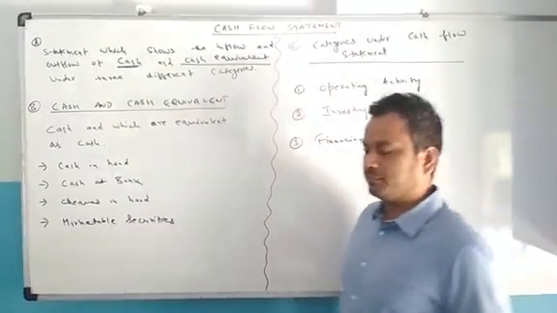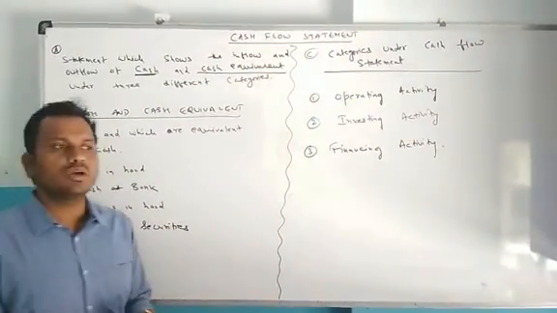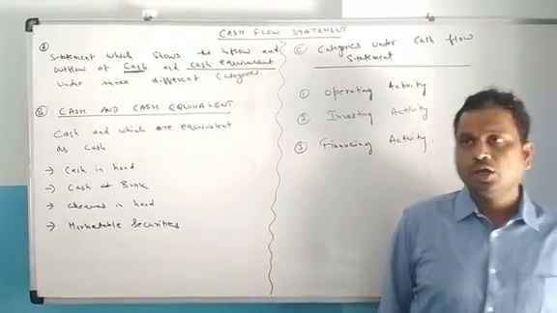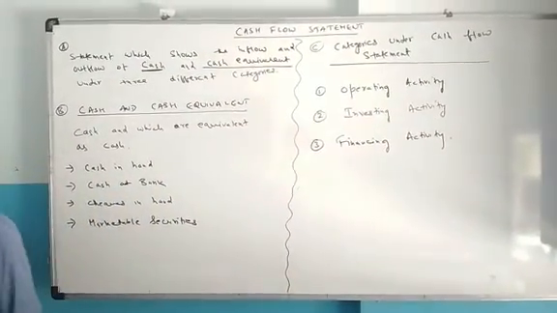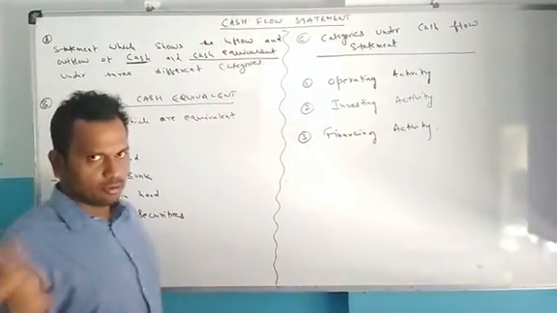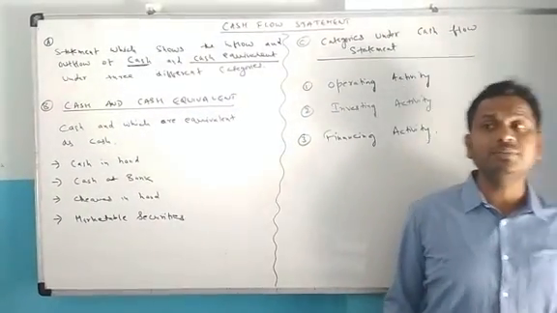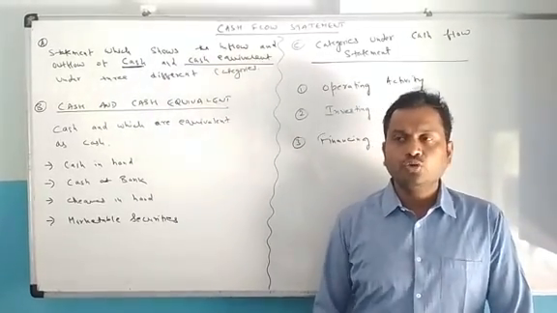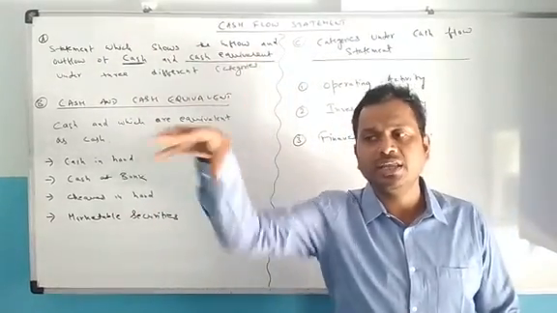Investing activity. What is investing activity? See, business is also a kind of investment. When you put money into business, it is a kind of investment. If you remember the balance sheet, there are 2 parts of the balance sheet: one is the asset side and one is the liability side. Asset side means use of money and liability side means source of money. So investment is always use of money, where you have invested money.